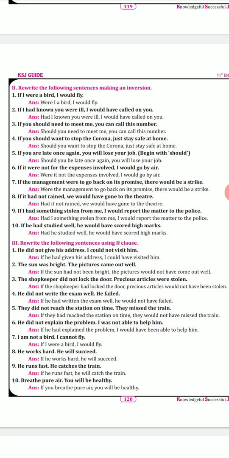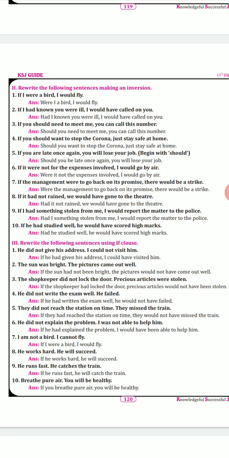This is the answer. If it had not rained we would have gone to the theater. So first of all we have to remove if and then change the position of the verb. Had it not rained we would have gone to the theater.